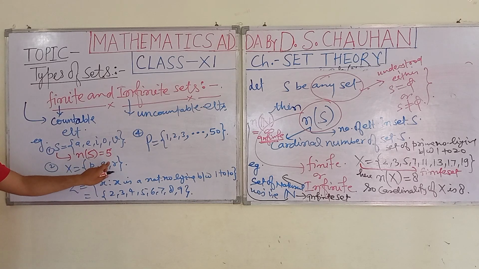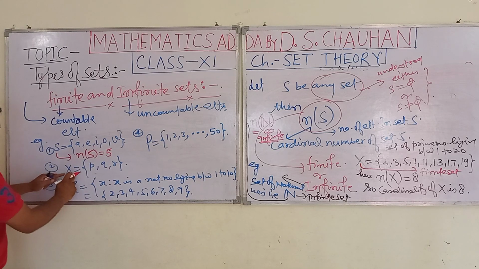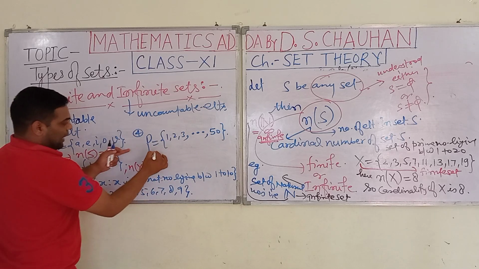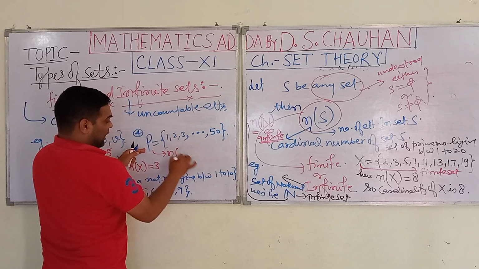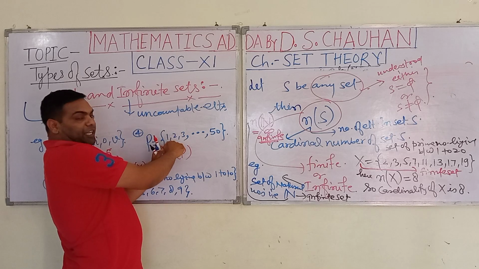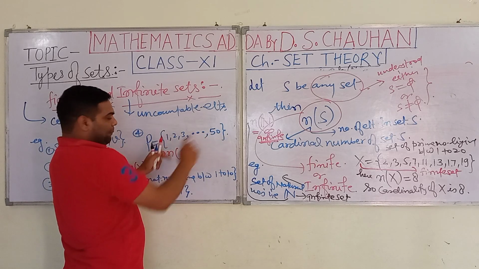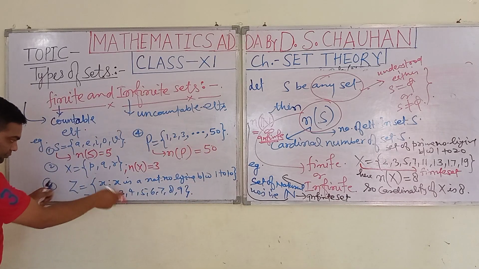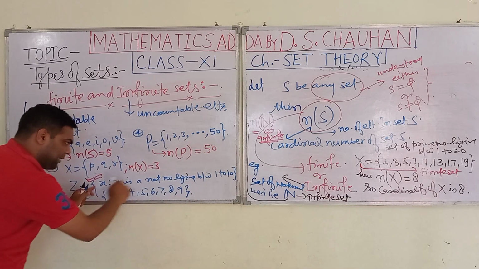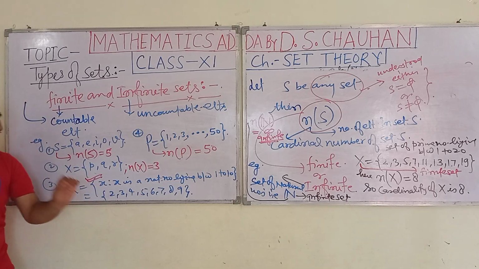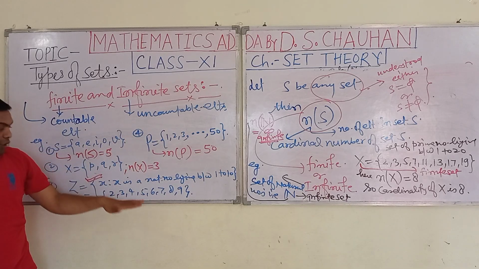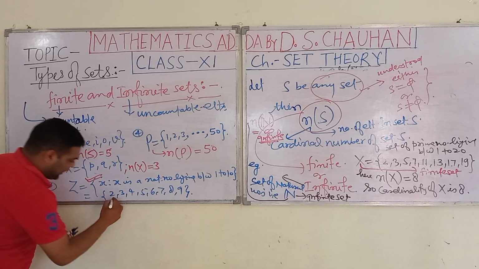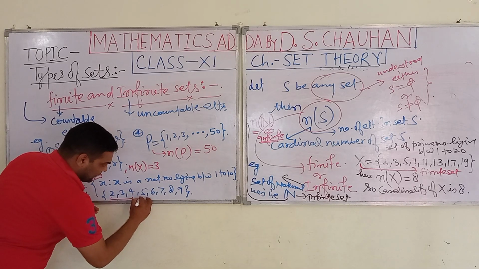Students, if you see these 4 examples, they represent finite sets. Why? Here the cardinality of this set is 5, which is a countable number. Now the cardinality of this set is 3, countable. The cardinality of set P, the set of counting numbers running from 1 up to 50, is 50, which is a countable number.